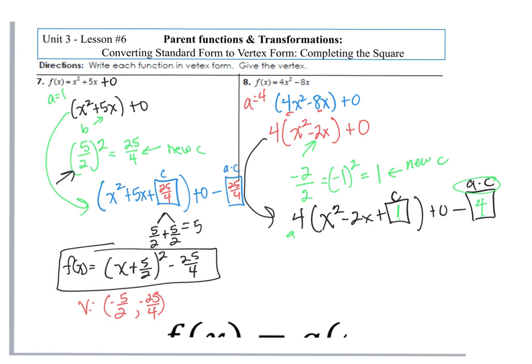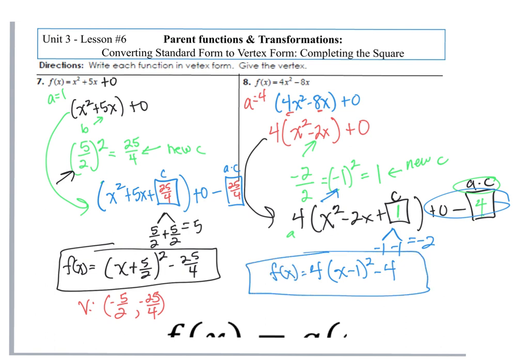So now we're factoring. We're asking what multiplies to positive 1 but adds to negative 2. It's still that half of b value, negative 1 and negative 1. So now we're ready to write this in vertex form. We have 4 parentheses x minus 1, all being squared. And then on the outside, 0 minus 4 makes negative 4. So we have f of x equals 4 times x minus 1 squared minus 4.